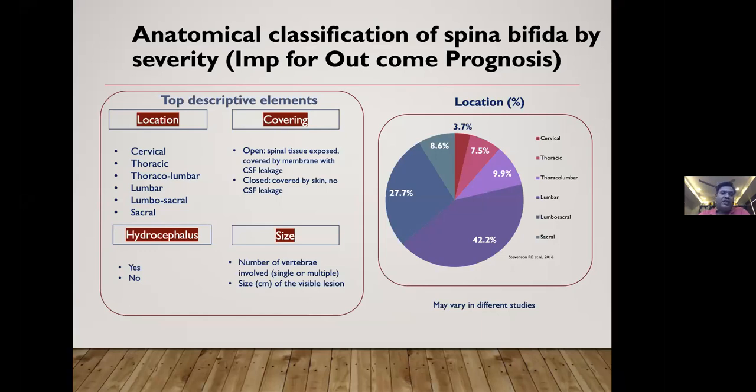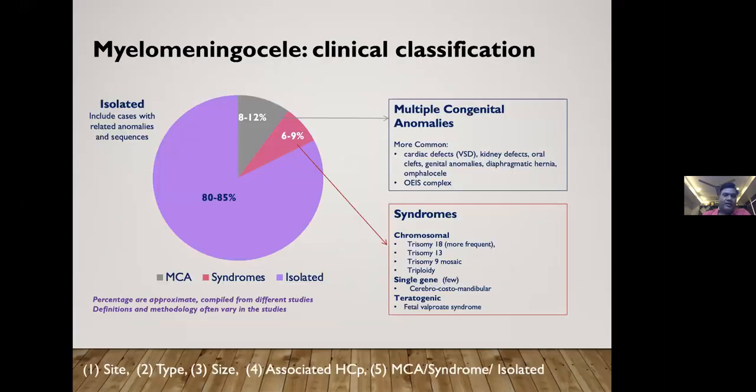So if you want to really prognosticate or give an outcome which is very appropriate, then one should know the location, the covering, whether it is associated with hydrocephalus, and the size of the neural tube defect you are dealing with. And once you have done that, then you should also look at the clinical classification, whether this meningomyelocele is associated with multiple other congenital anomalies or is a part of a syndrome. Either way, the multiple-congenital-anomaly-associated and syndrome-associated meningomyelocele have a worse prognosis than isolated meningomyelocele. So once you have all this information, then only can one appropriately prognosticate these babies.